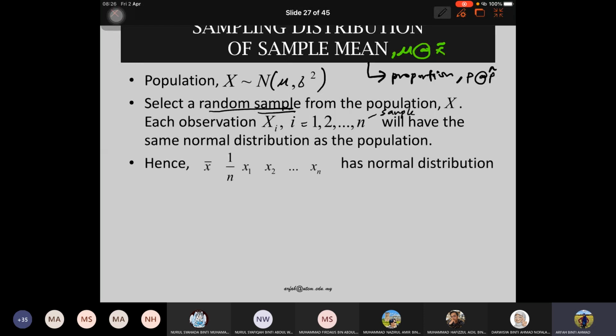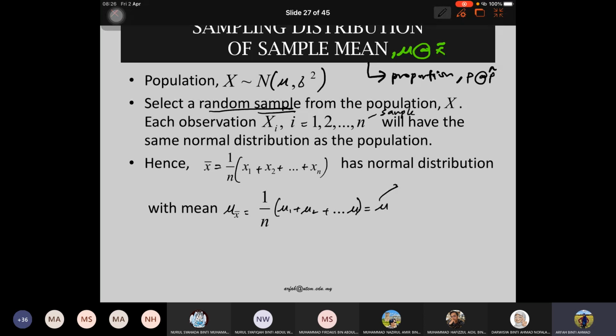So from here, X bar, sample mean akan sama dengan 1/N (X1 tambah X2 up until Xn). Okay. It will has normal distribution with mean mu X bar akan sama dengan 1/N (mu1 plus mu2 up until mu n), equal to mu.